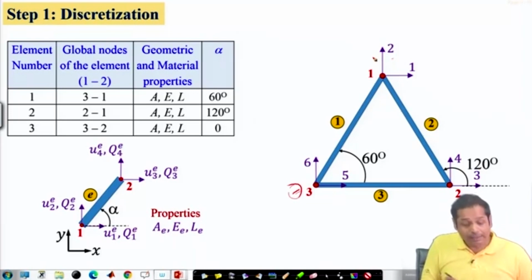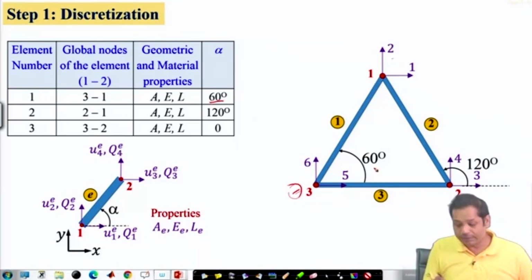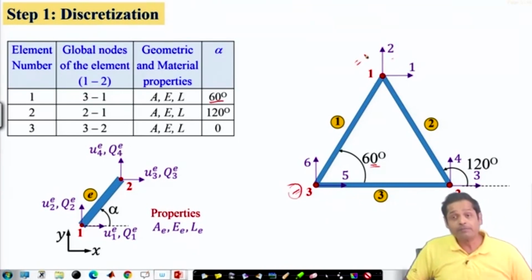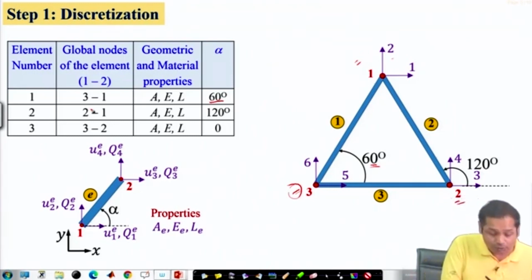And what is the angle alpha for element number 1? Alpha is 60 degree. Similarly, element number 2 is connected between 2 and 1. So this will be the first node for element number 2. But again, this is how I have taken. If you wish, you can take the connectivity for element number 2 as 1 and 2 instead of 2 and 1.